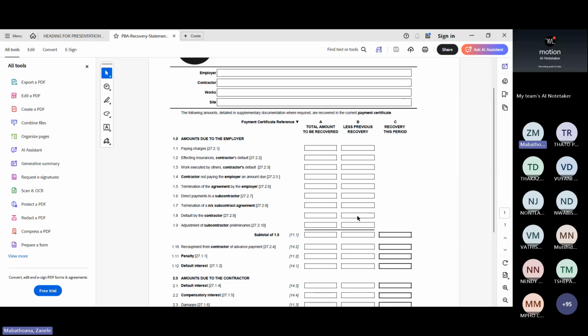And then if there was previous recovery, you work on cumulative amounts and then you say less, and how much it would be for this recovery, and adjustments of subcontractor preliminaries, if there are any, and then you would have your subtotals there, and then recovery this period. So this is for this certificate, this is how much you're recovering. Recoupment from the contractor for advance payment. You would say we gave them, let's say, 500,000 advance payment. We've already recovered 350, and then this period we're recovering.